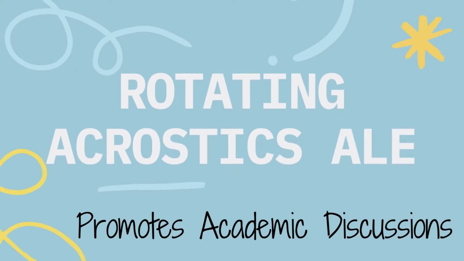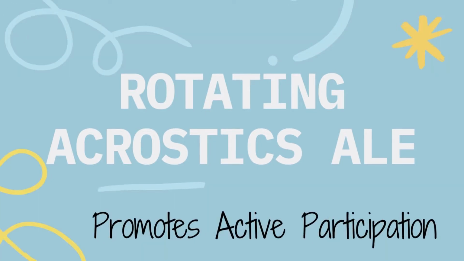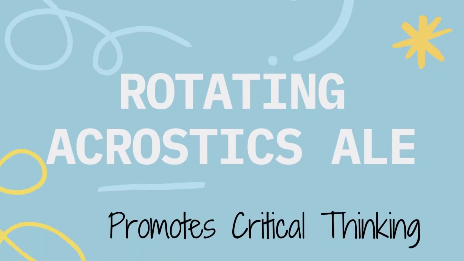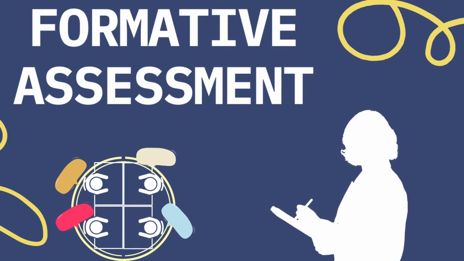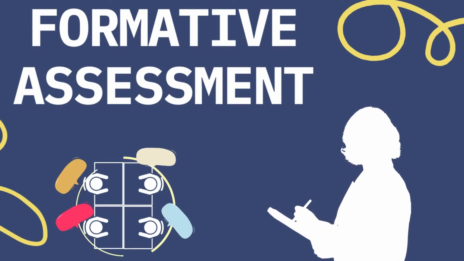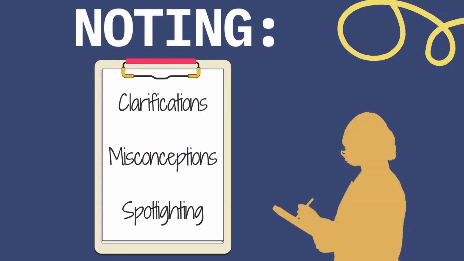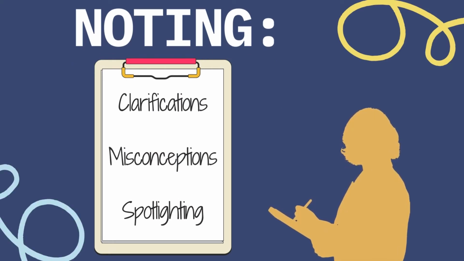The rotating acrostic active learning experience promotes academic discussions, active participation, and critical thinking. It provides teachers multiple opportunities to formatively assess during each round of the acrostic by noting and immediately clarifying any misconceptions, as well as pausing to spotlight insightful group ideas and having those shared with the entire class.